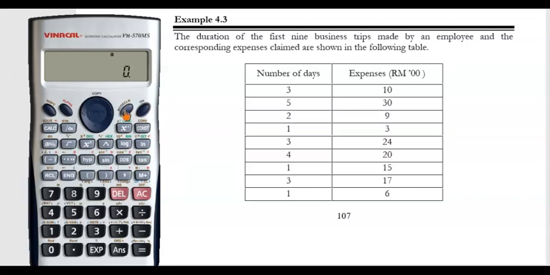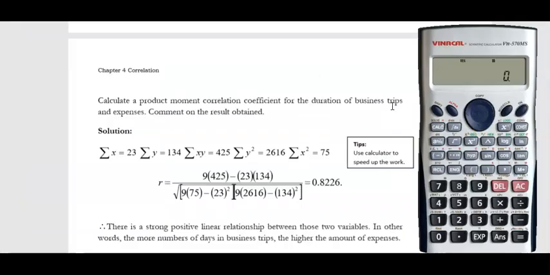Then we just press mode 2 times until you get the REG, which stands for regression. So then you press 2 and press 1 for linear. And then you plug in the first row, the x value first, then the y value. 3, 10, and plus, 5, 30, and plus, until the last one. Okay, after you key in all the values, the data is stored in your calculator.